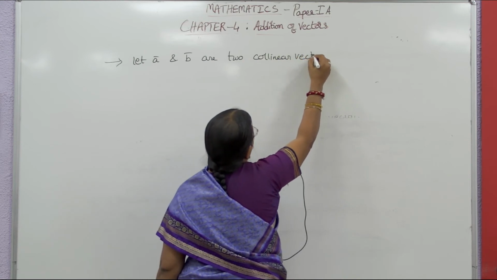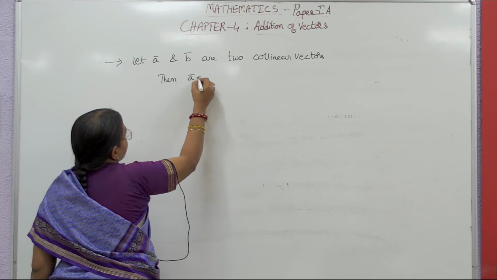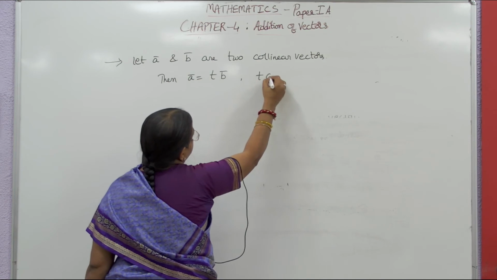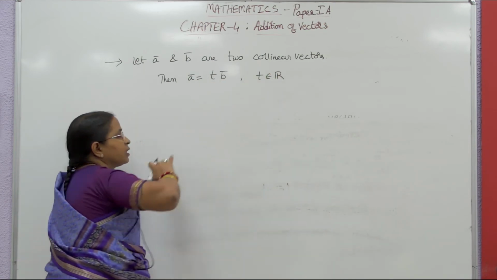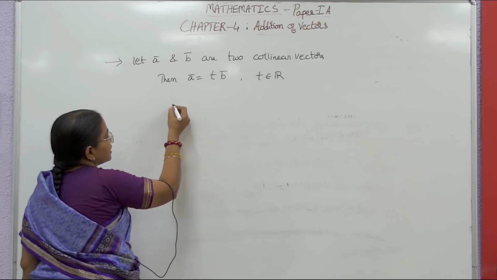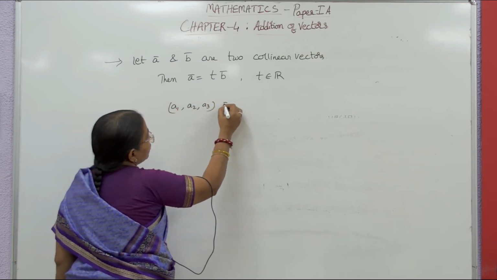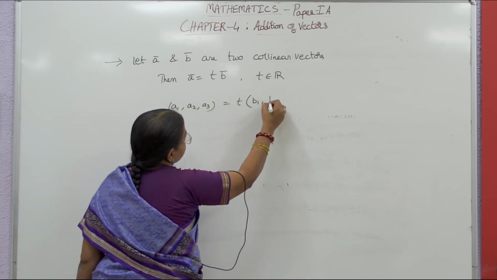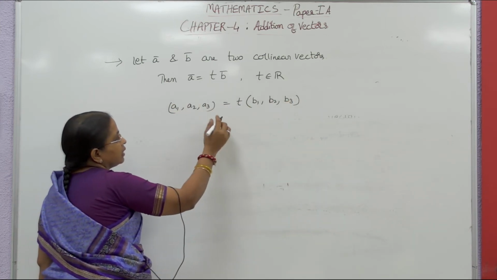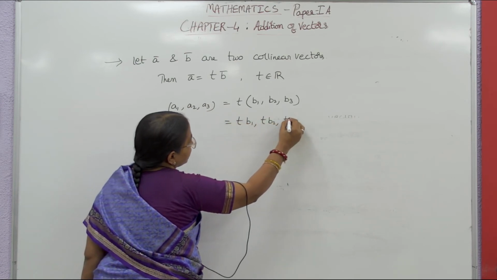Suppose A and B are two collinear vectors. Then you can write vector A as some constant times vector B, where t is a real number. You can write one vector as a constant times the other vector like this. Suppose A is (a1, a2, a3) and B is (b1, b2, b3). Then A equal to tB means (a1, a2, a3) equals (tb1, tb2, tb3).